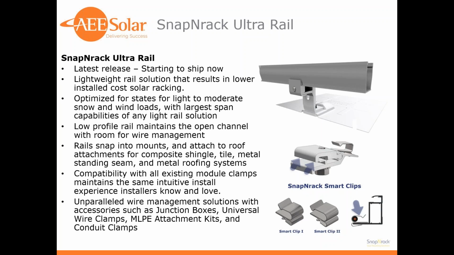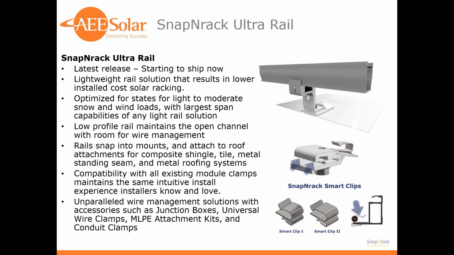It's a lightweight rail, so they've really taken a lot of the meat out of that rail and lowered the aluminum content. They've removed the bottom channel, and now a specialized L-foot that will attach to any of their standard roof attachments will grab onto the bottom of the rail. They basically looked at where most systems were installed. They tried to maintain a reasonable attachment spacing, and they optimized it for states with light to moderate snow loads and wind loads. And it has the largest rail span capability of any light rail solution.